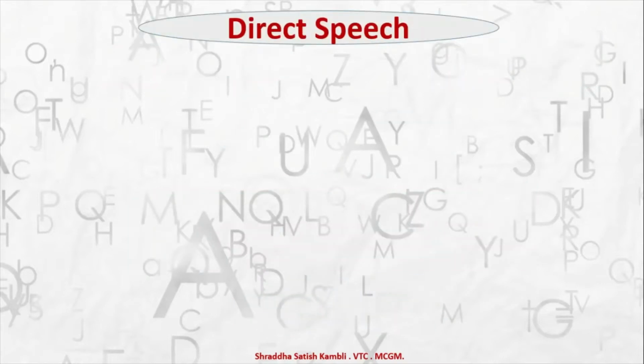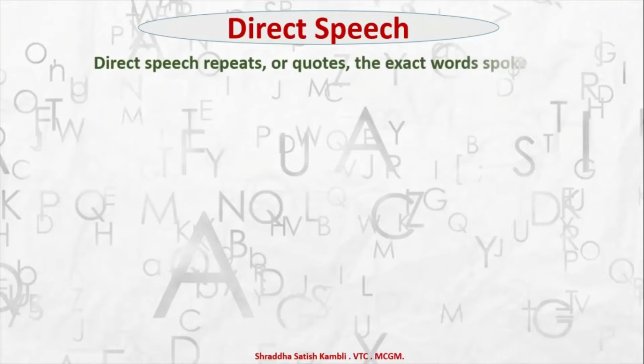So what is the meaning of direct speech, children? Last time we saw that direct speech repeats or quotes the exact words spoken. So whatever words we speak, those are repeated or quoted in the sentences which are in direct speech. So the exact words which are spoken are simply repeated. That is direct speech. Okay.